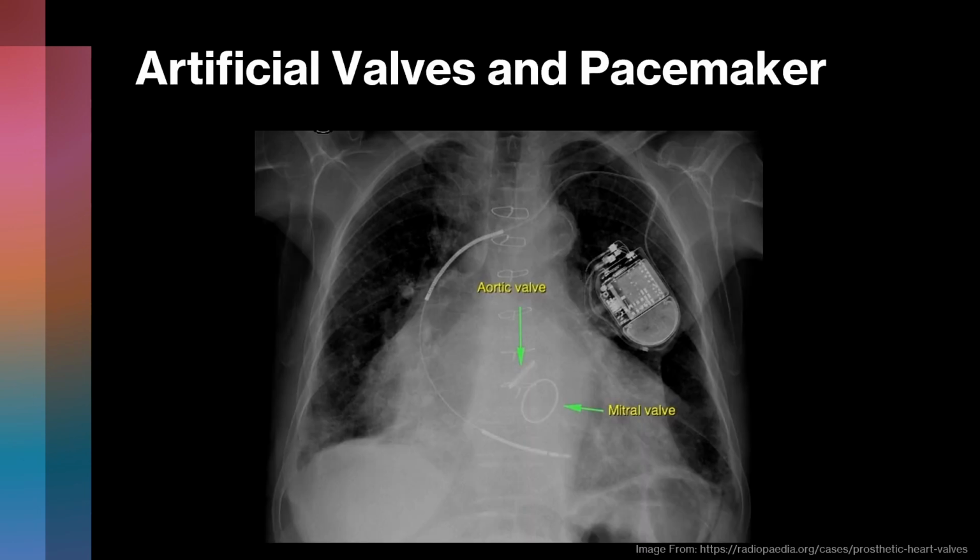You can also see cardiac devices on chest x-rays. So on this example, we can see they have labelled the aortic and mitral valve, and additionally you can see a cardiac device and the pacing wire that is connected to it.